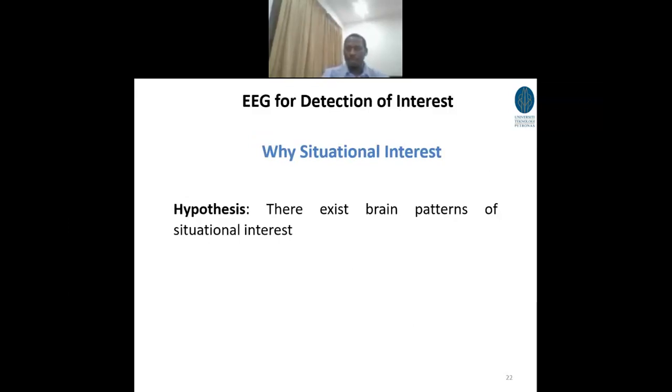Now, why do we concentrate on situational interest? Our hypothesis is that we should be able to find brain patterns of situational interest. Here, by brain patterns, I mean if you are taking the EEG signals, there should be some features that could differentiate someone who is having interest and someone who is not having interest. Because that is the first point, how to find the way of getting the patterns.